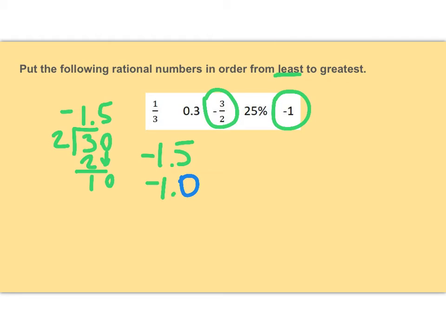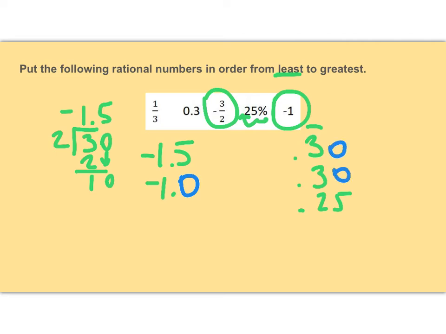I know that 1/3 is 0.3 repeating. And then I have 0.3. And then I have 25%, which I'm going to move my decimal twice. And it is 25 hundredths. I'm going to add my trailing zeros so I can compare them.